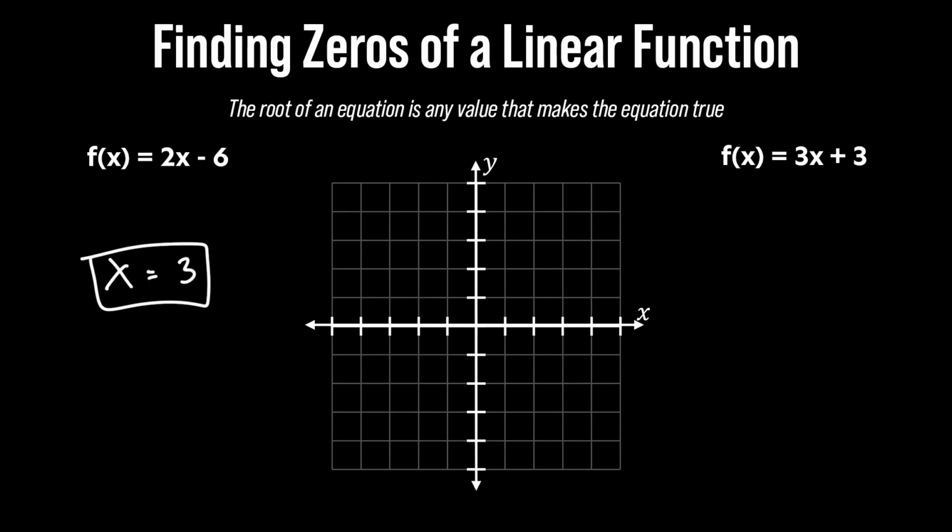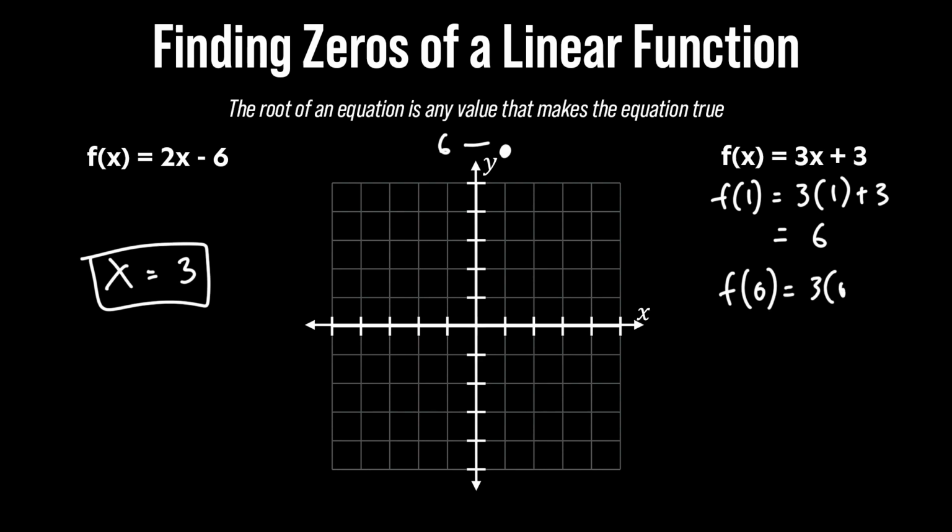So let's plug in f of 1. We're going to get 3 times 1, which is 3, plus 3, so that's going to equal 6. So f of 1 is 6. 1 is the value we plugged in for x, so x is 1, and y is 6. So it's going to be up here. Let's try f of 0. f of 0 is equal to 3 times 0 plus 3, and that's going to be equal to 3.